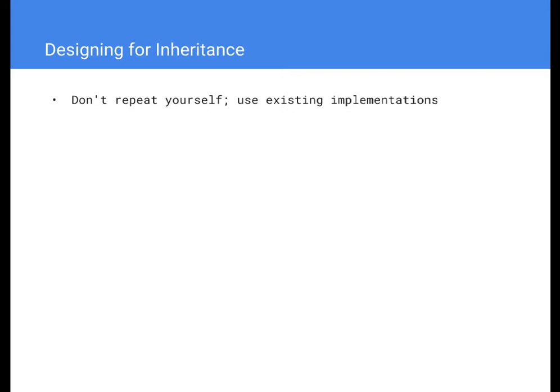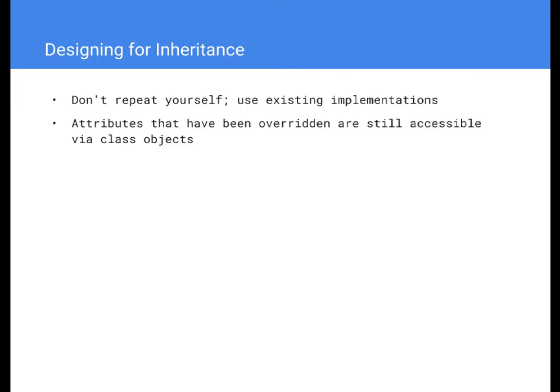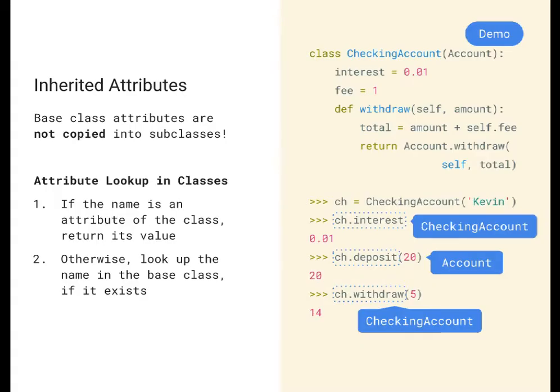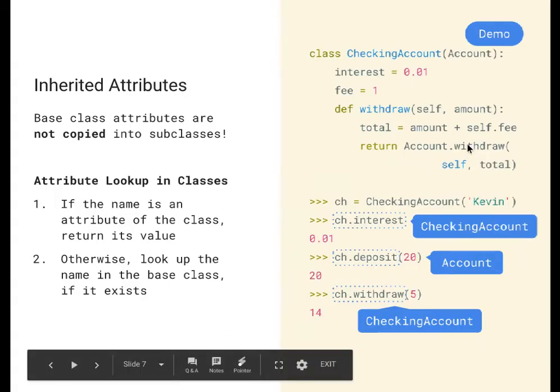Use existing implementations. What that means is that I really want you to focus on whenever you feel like you're copying code. Whenever you feel like you're copying code, try to do what we did before, where I said, here, I can rely on Account.withdraw. I don't need to rewrite that code again.